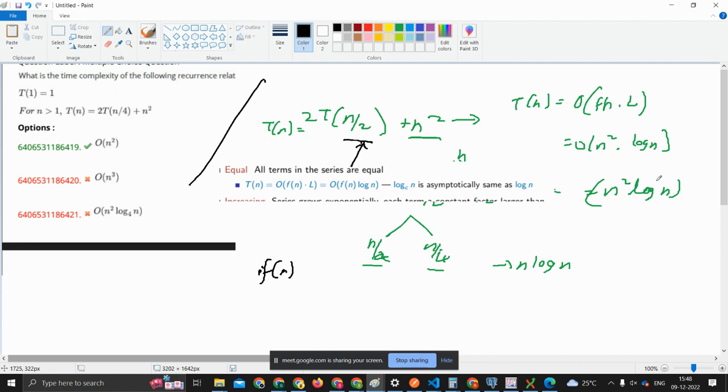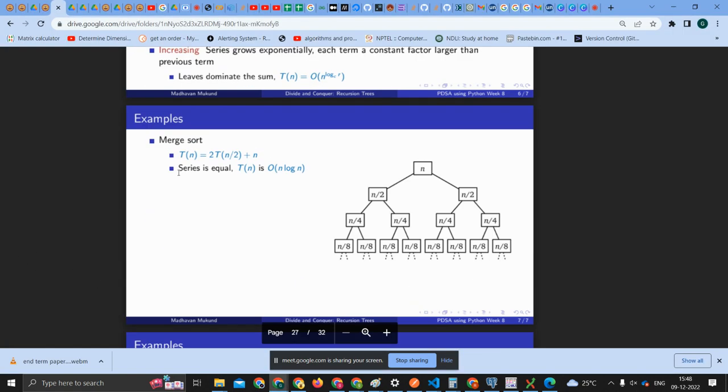We'll move forward. Anwar also should be fine, I think. Here, if it is decreasing, we only take f of n, which is this part. If we have n instead of n square in the one that you have modified, then the answer would have been n log n. Yes, if it was n, it will be n log n, correct. That is the case of merge sort, the exact scenario. Hope it's okay. We'll move forward.